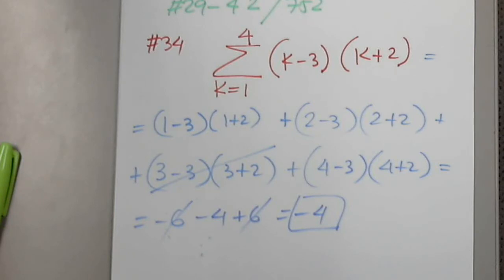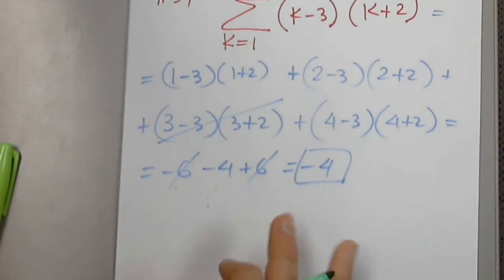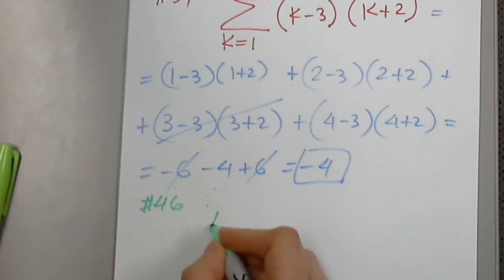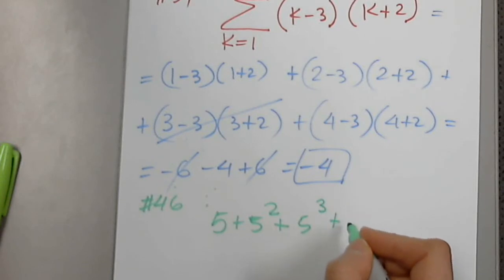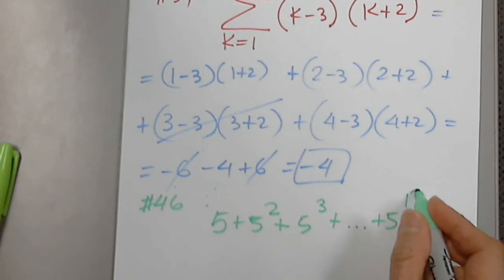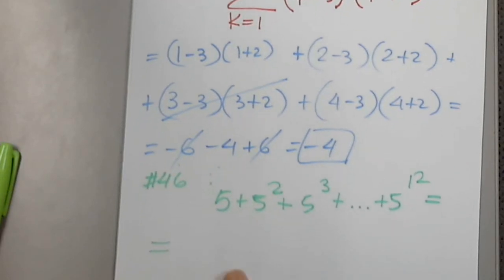The next set of problems is asking us to do the following. Express each sum using summation notation. Use 1 as the lower limit of summation and I for the index of the summation. They just used K. Now they want us to use I. That's fine. Doesn't matter. 46. 5 plus 5 squared plus 5 to the third plus ... plus 5 to the 12th. They want us to change this into a summation notation.